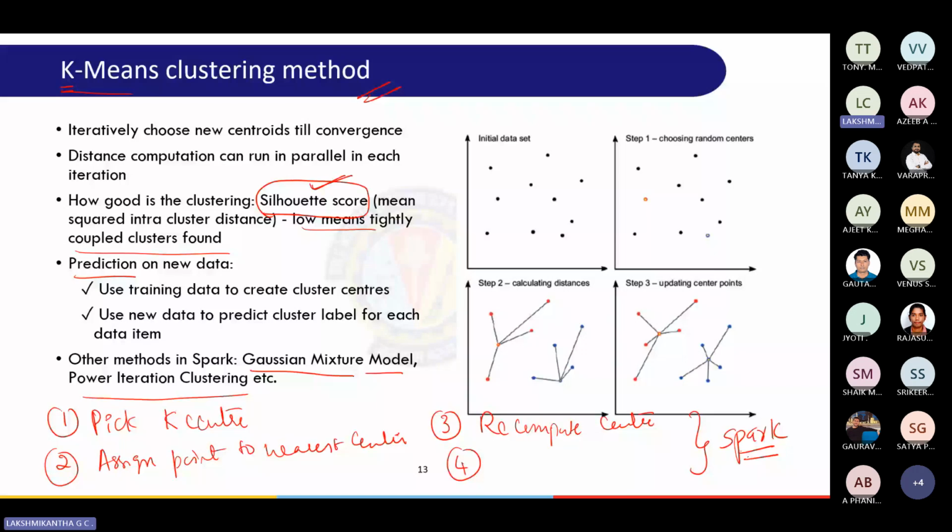Is this clear to everyone? So what you have to remember? You have to remember iterative, choose centroids. So that is the first point.